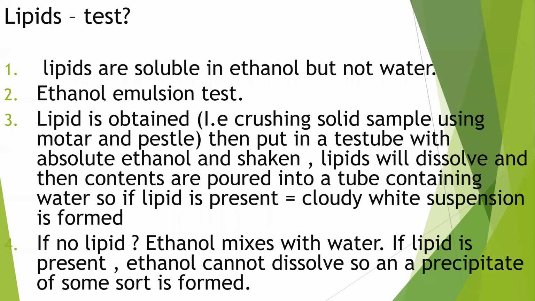Then you put it into a test tube with absolute ethanol. Absolute ethanol means there's very little water inside, and then you shake it. The lipids will dissolve, and then the test tube is decanted into another test tube containing water. Decanting means that you just pour out the content of the test tube into another test tube. And if lipids are present, a cloudy white suspension is formed.